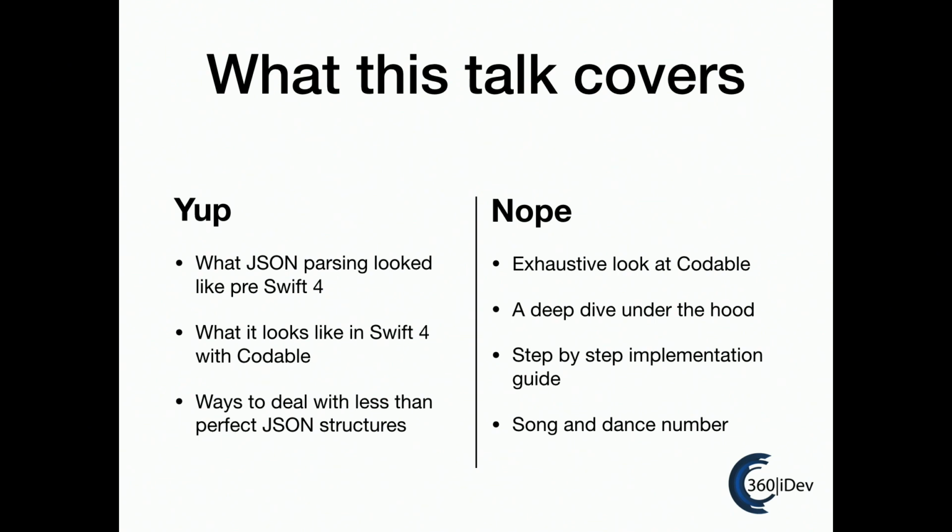Things I won't be doing: it's not an exhaustive look at Codable by any means. This is just my way of explaining things the way I understand it, and that's how I function, right? I'm from a non-traditional background. I don't have a lengthy tech background, so I kind of put stuff in my real-world terms, and hopefully that helps connect this concept with some of you, but it's not going to be a deep dive under the hood. And it's also not going to be a step-by-step implementation guide. There will be code snippets, of course, and I'll talk you through some stuff, but it is not like a how-to.